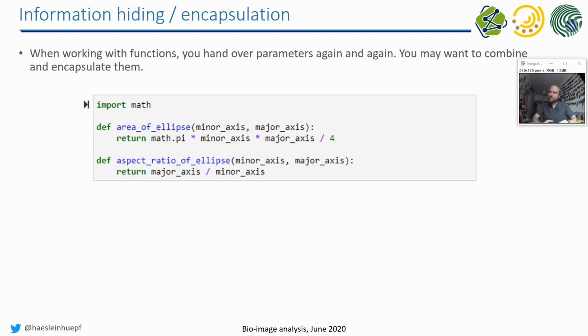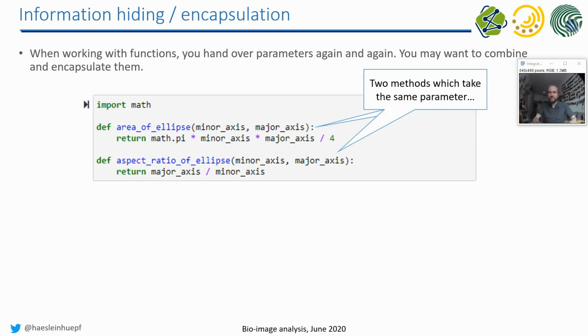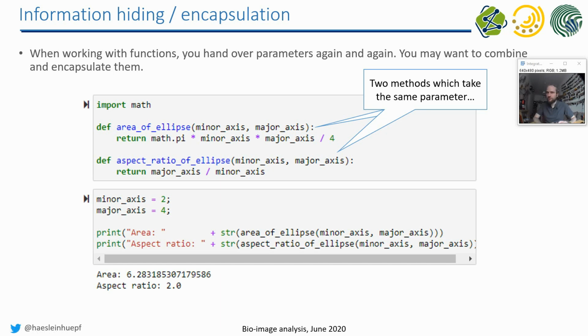But let's assume we have two functions, and one function computes the area of an ellipse, and the other function computes the aspect ratio of an ellipse, and both functions take the same parameters. So we have a minor axis and a major axis, and in one case we compute the area, in the other case we compute the aspect ratio. We call these functions from time to time, and we have to hand over the same parameters again and again. This is how the execution then looks.